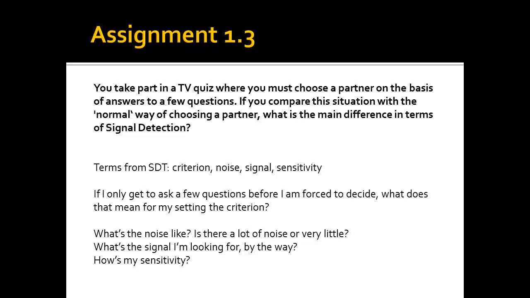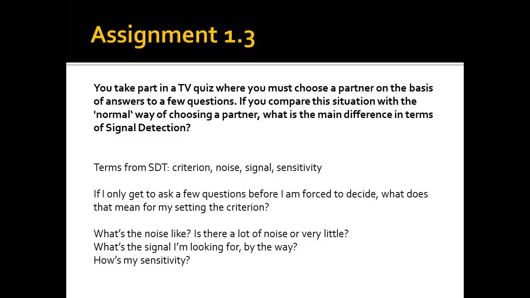With someone I just met, detecting the signal can be very difficult because I simply just don't know these other contestants very well. So in the normal way, where I get to know someone over time and I can talk to them without being restricted to only a few questions, I can probably get a better sense of the other person's abilities. And this would allow me to make a better decision as to whom I want as my game show partner.